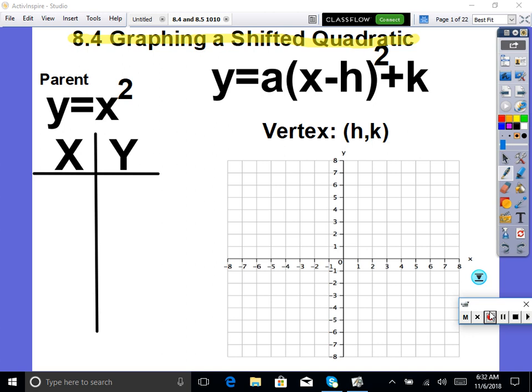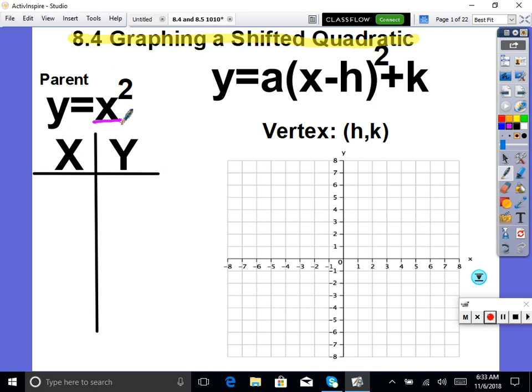Okay, so we're going to be, first of all, graphing shifted quadratics that have the form y equals a times (x minus h) squared plus k, a quadratic of that form. Because then that's in shifted form, and we know shifting for all functions works the same. So let's first take a look at the parent function of y equals x squared. Notice that the parent function means no shifts. Like, look, it's the most basic function.